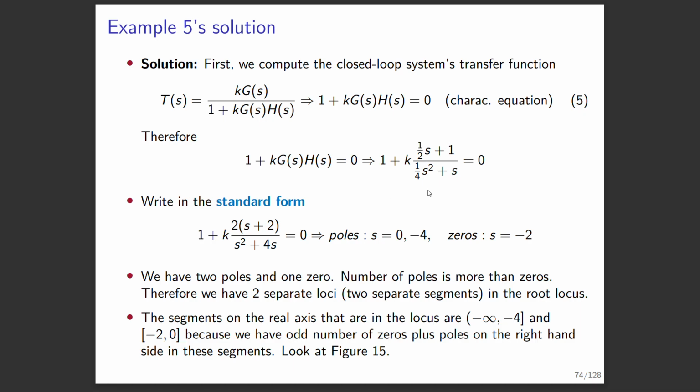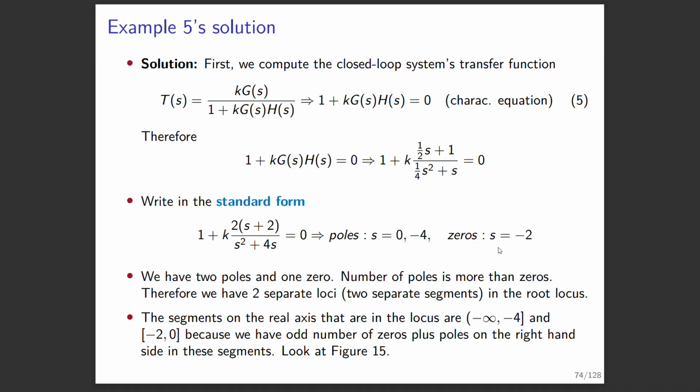How am I going to do that? I multiply the numerator and the denominator by 4. I'm going to have s squared plus 4s in the denominator. I'm going to have 2s plus 2 in the numerator. If I solve this, the poles are going to be 0 and negative 4, and the zero is going to be at negative 2. So we have 2 poles and 1 zero.